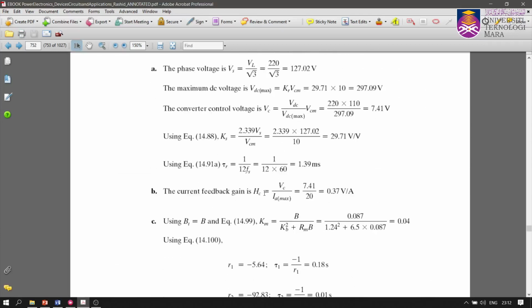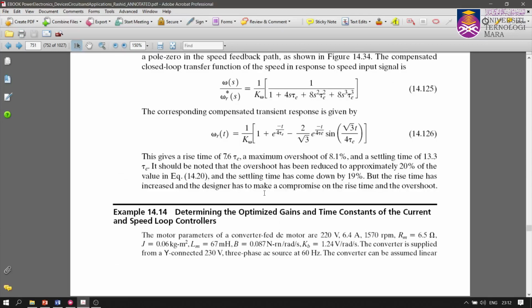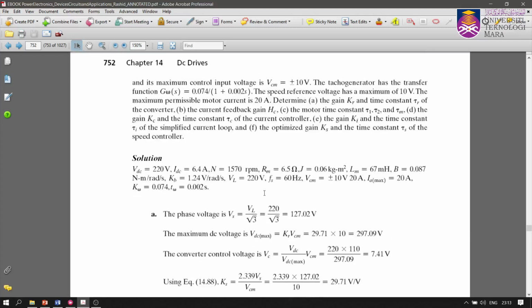So don't forget to do all these examples and exercises here, okay? And again, you have the current controller as well as the speed controller that you need to consider.